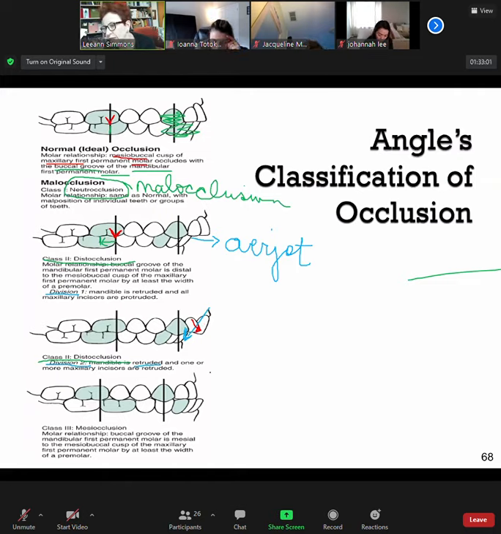So here it says mandible is retruded. So again, the mandibular region is too far back. And one or more maxillary incisors are retruded. And usually it's the centrals that are back in position, as the blue arrow is showing. And I'll show you a picture of that. So you need to know your divisions in a class 2, okay?